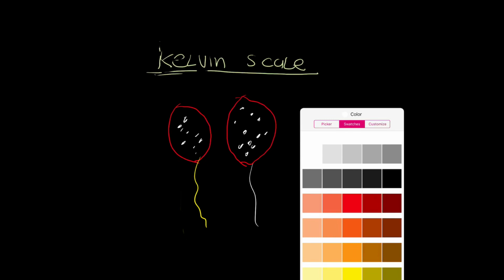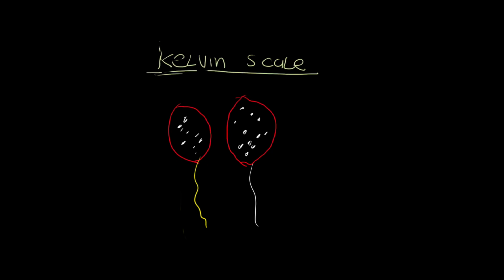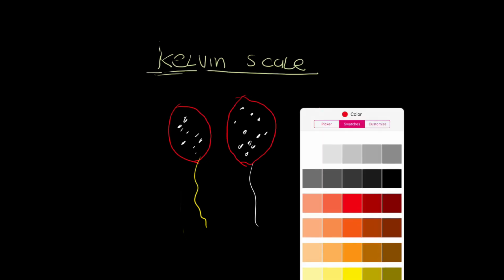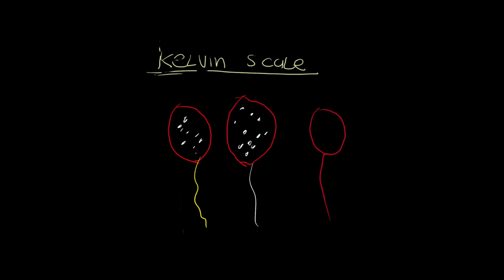And if you take out the heat, it's the same as saying cooling it down. So if you cool it down, it gets smaller, and the particles inside get closer together. So it has a smaller volume compared to the large balloon.